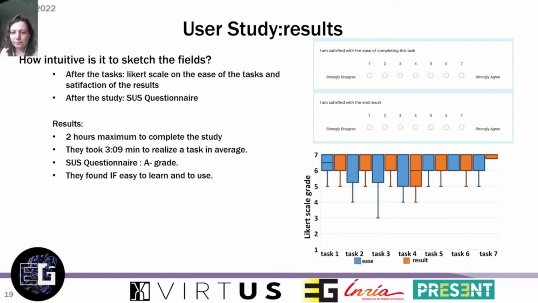So we see that the answers about the ease of the task and their satisfaction are always over 5. The participants took a maximum of 2 hours to realize the overall study and took on average 3.9 minutes to do one task. So overall, all our results were encouraging and supported our tool. I won't detail this more right now, but you can see all of the details of this user study in the supplementary materials of our paper.